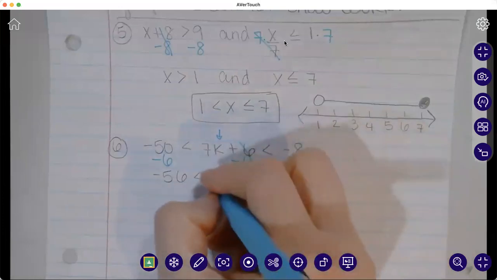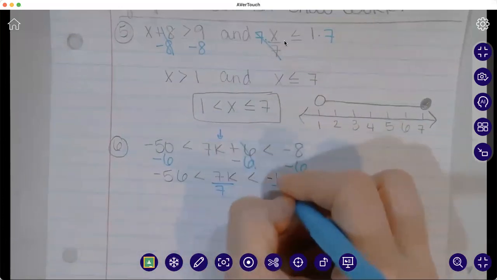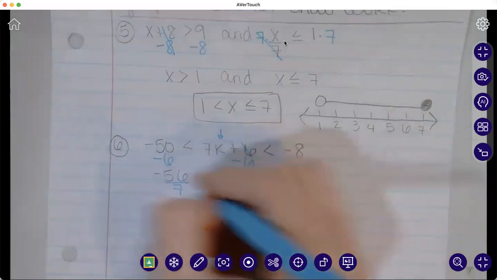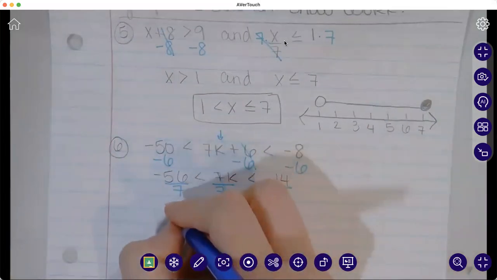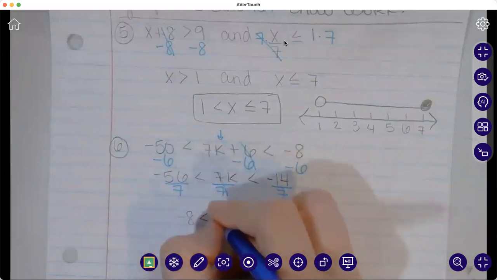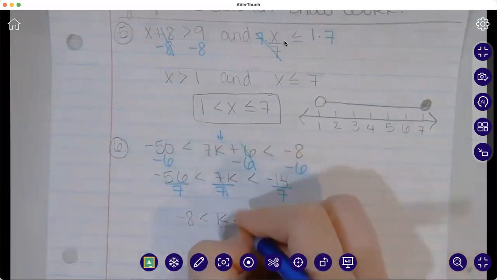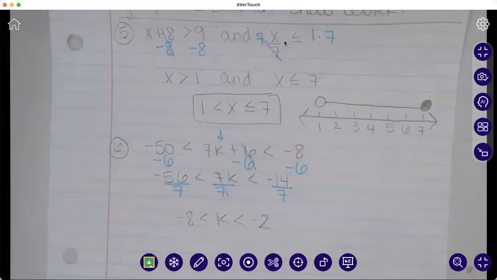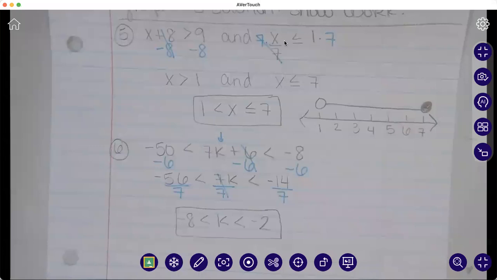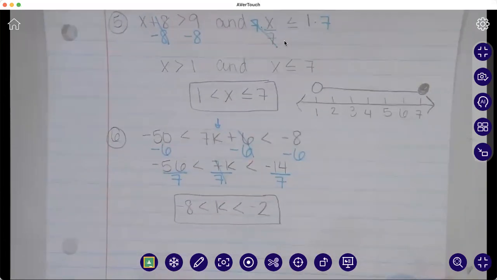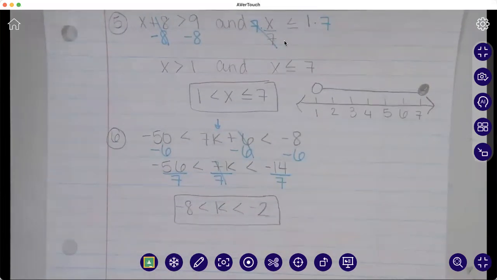Okay, from here you should have divided by 7 on all 3 parts. And you get an answer of negative 8 is less than k, which is less than negative 2. Like such. Okay, and if you haven't already, go ahead and pause here and make your graph as well.